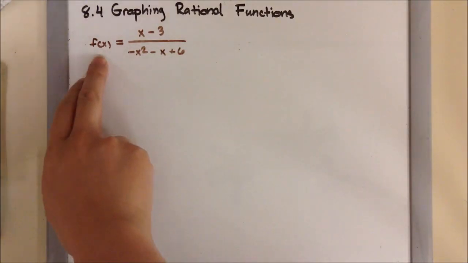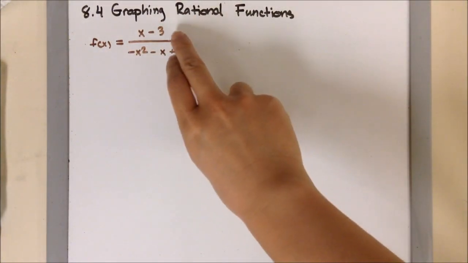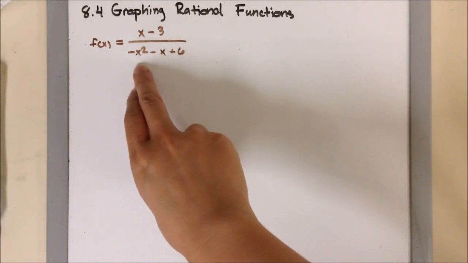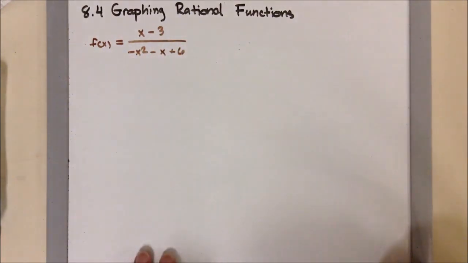In this example, we have f of x equals, in the numerator, x minus 3, and in the denominator, negative x squared minus x plus 6. So let's take a look at the top and bottom part to determine the horizontal asymptote.